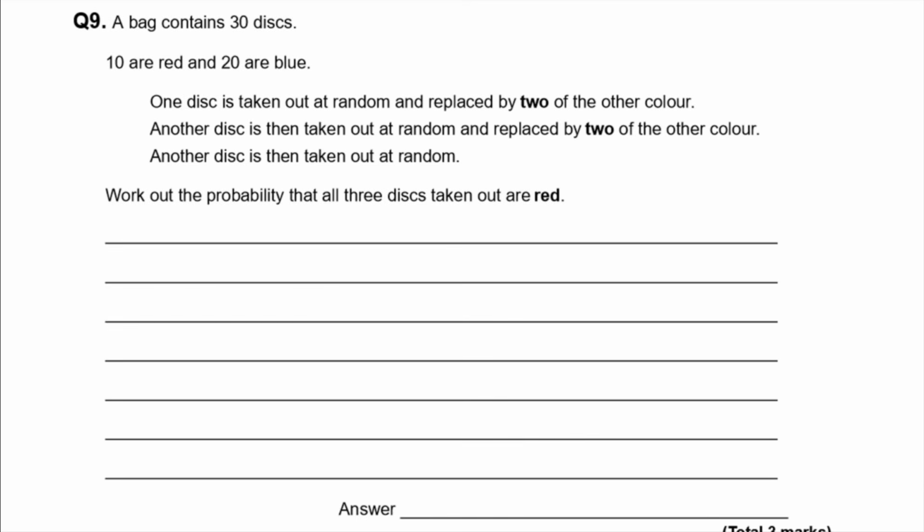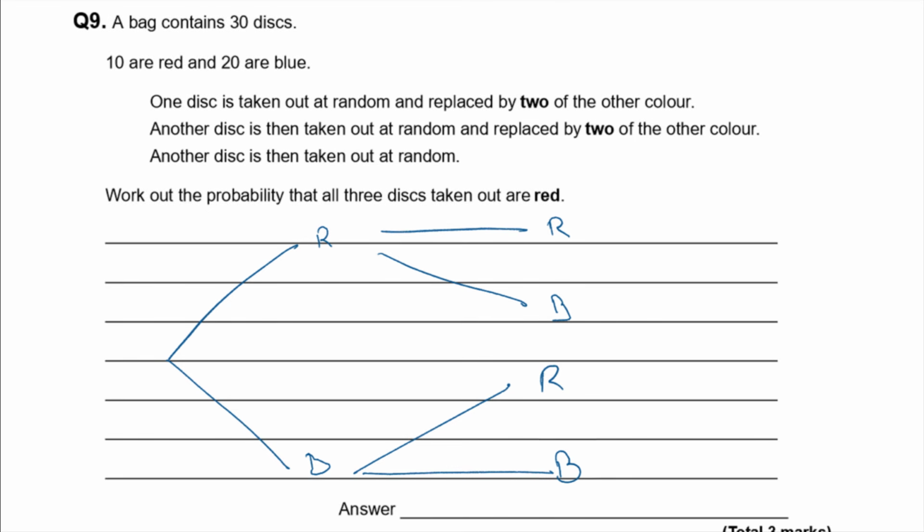Okay, so we've got a 3 tier probability tree here. I've got red and blue on the first selection, and then red and blue there, and then red and blue there, and then I've got another selection, red, blue, red, blue, red, blue, red, blue.